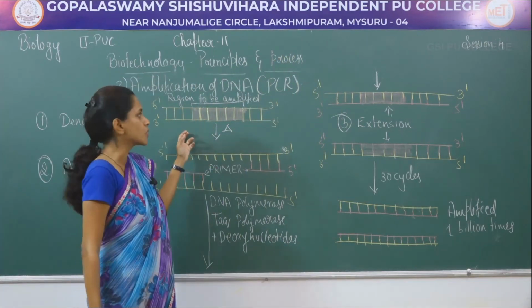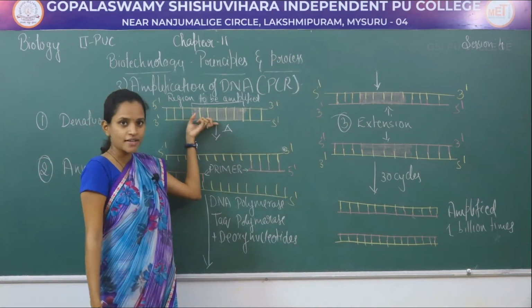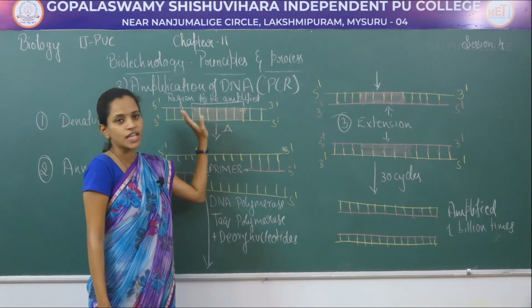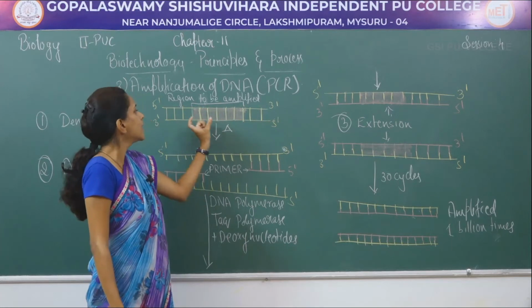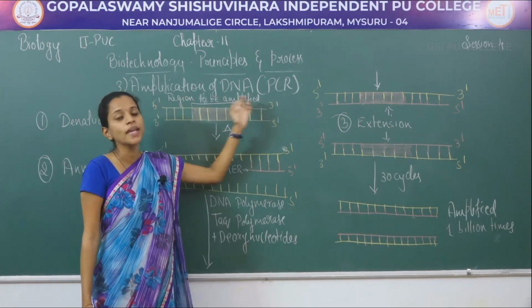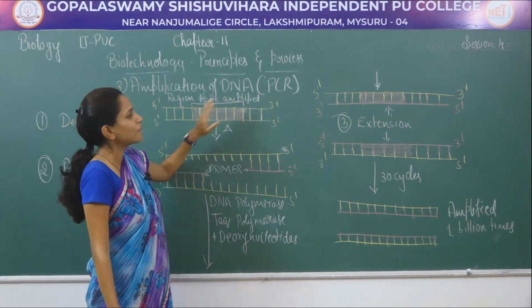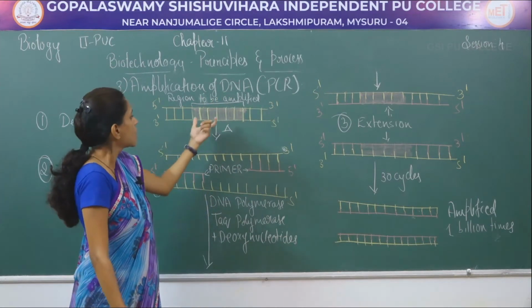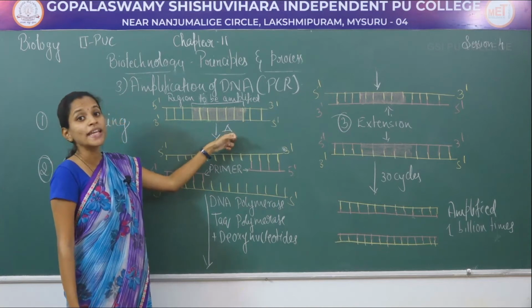So now coming to the process, here there is a double stranded DNA. This particular region which I have drawn in red color represents the region which is to be amplified. Amplified means multiplied, or increasing the number of copies. First process is you have to heat it.